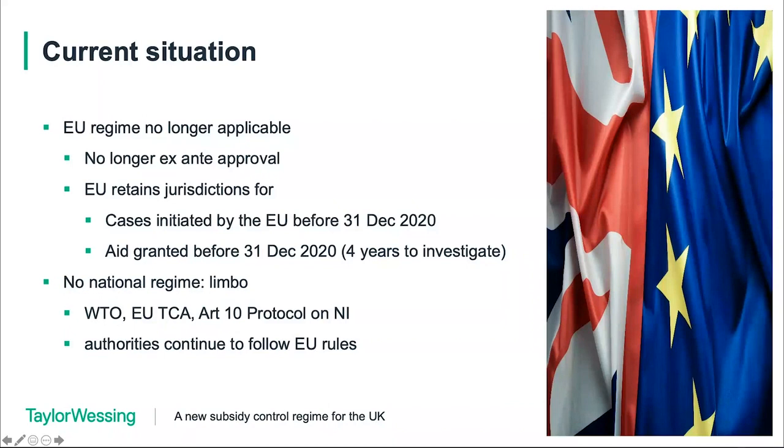So clearly, at the moment, we have no national regime. We've exited the EU. We're consulting on a new regime. What is applicable now? It's a sort of limbo. But there are certain obligations which still bite on the UK. And we have provisions on state aid in the WTO, in the Trade and Cooperation Agreement with the EU, in the Protocol on Northern Ireland. But the situation is quite complicated. It's difficult to understand what public authorities should be doing.